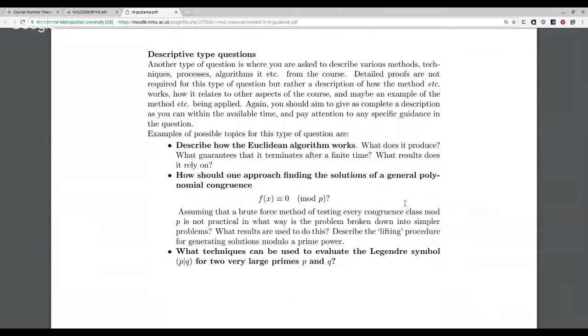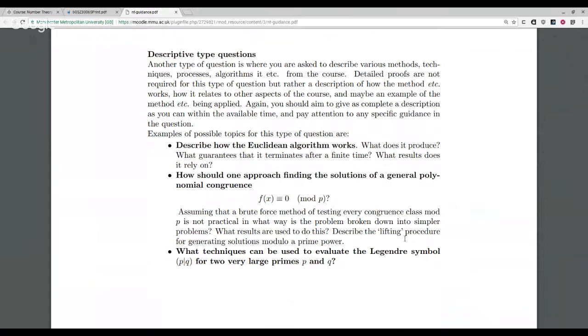Okay? Describe those three processes, what results justify them, and why is it an algorithm? There's no arbitrary choice involved, it's very clear what to do at each step. And why does it stop after finite time? Because the arguments are getting smaller all the time.